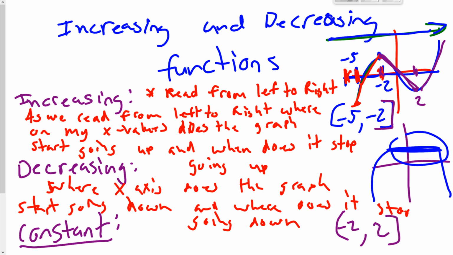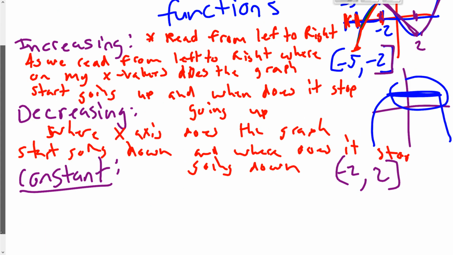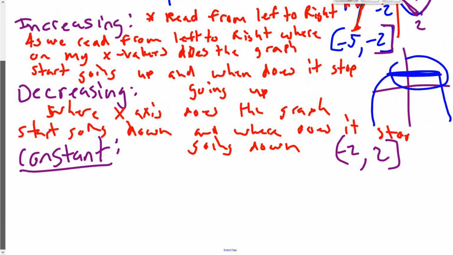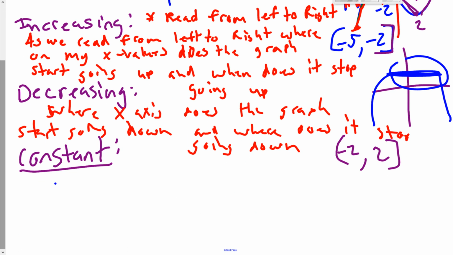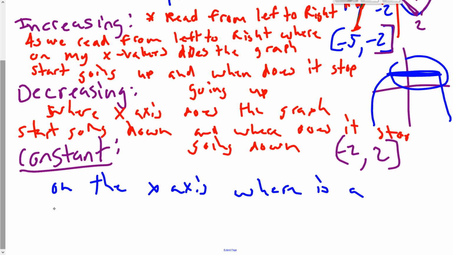Okay? Constant means where is my graph a horizontal line? On my x-axis, where's my graph a horizontal line? Okay, it has to be a horizontal line. It has to be a line. Okay, it's never a point.